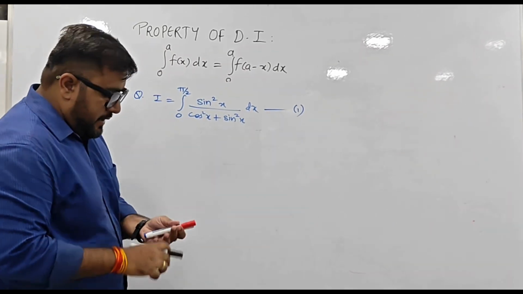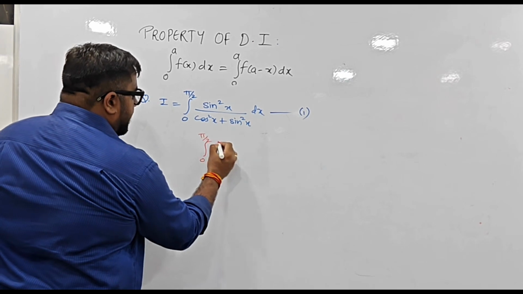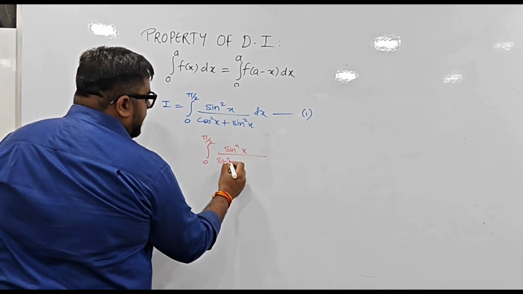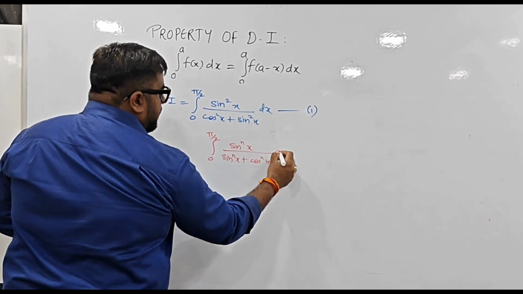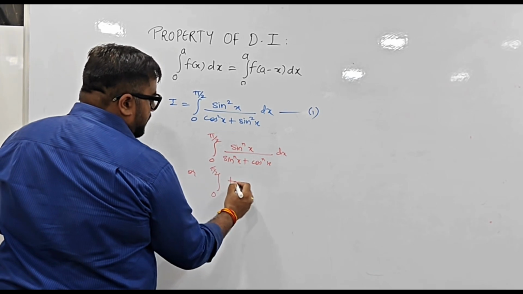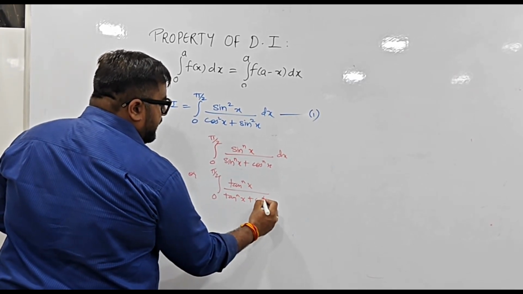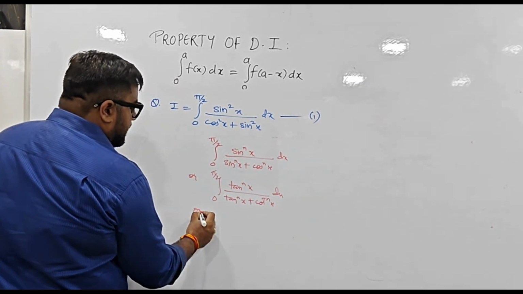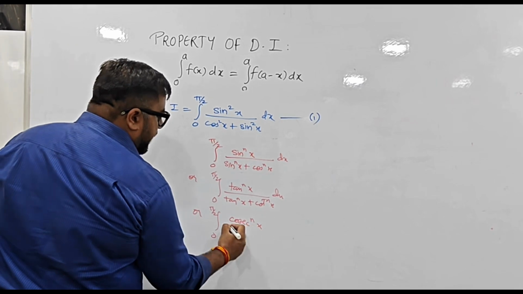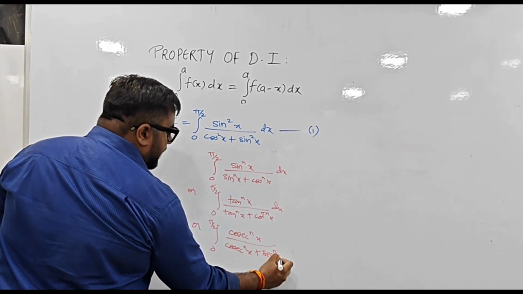See, if the question is of the form integral 0 to pi by 2 of sin raised to n upon sin raised to n plus cos raised to n, or integral 0 to pi by 2 of tan raised to n x upon tan raised to n x plus cot raised to n x, or the question can be integral 0 to pi by 2 of cosec raised to n x upon cosec raised to n x plus sec raised to n x dx.